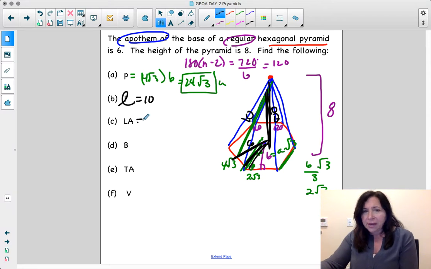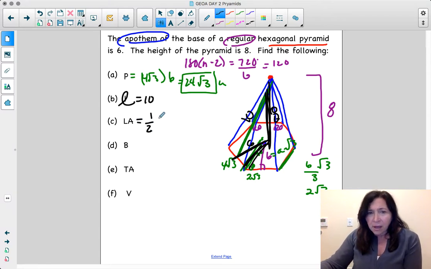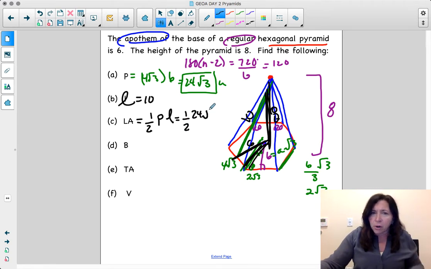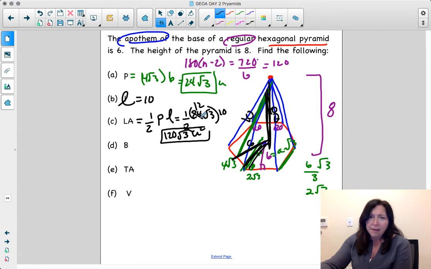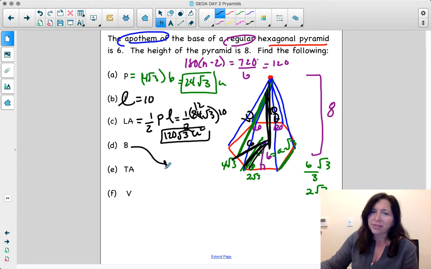Well, my lateral area is 1/2 my perimeter of one base times my slant height. So you're going to go 1/2 the perimeter of one base, which is 24 root 3, times my slant height, which is 10. And so that's going to be 12 times 10. So my lateral area is going to be 120 root 3 units squared. That's my lateral area, 1/2 perimeter times slant height.